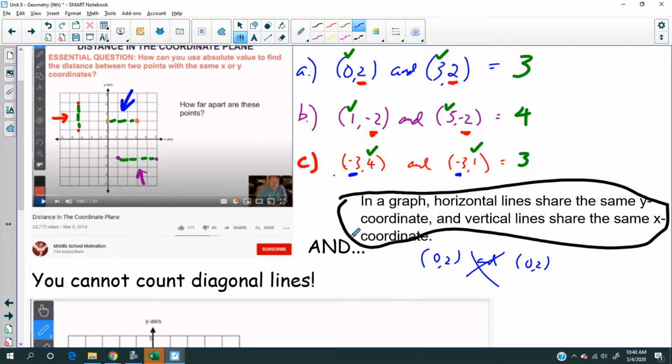So what that means is that to find out how long a line is on the coordinate plane, you have to look at the ones that are not the same. So 0 and 3. How far is 0 from 3? 3. How far is 1 from 5? 4. How far is 4 from 1? Yeah, 3 spots over.